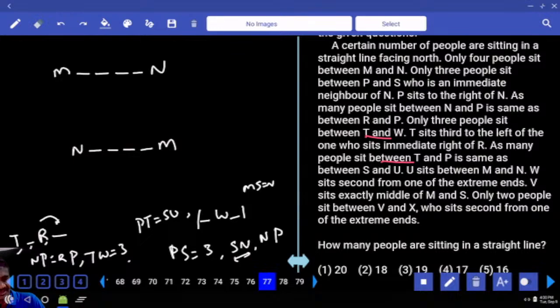V is exactly between. And only 2 persons between V and X. Now V and X, there are only 2. X is seated second from one of the extreme end. Now in case W is second from one of the extreme and X is second from one of the extreme, X and W are in second position from either end of the row. Done? Now this is the information we have. Then let us start from where? Start. And only 4 people between M and N, 3 people between P and S, and S is an immediate neighbor of N.